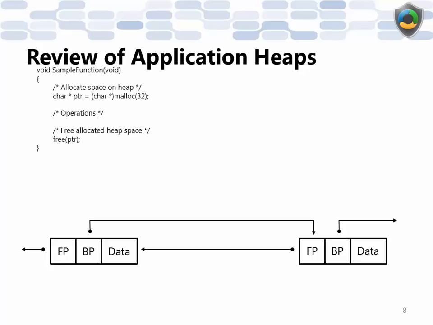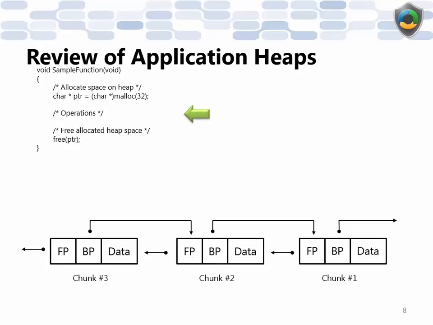So now let's see what happens to the heap when memory is dynamically allocated during normal application execution. Here we've got a C function called sample function that simply allocates space on the heap via a call to the malloc, or memory allocate, function. It then performs some operations and then deallocates the allocated heap space with a call to free. So let's see what happens to the heap when this goes on.